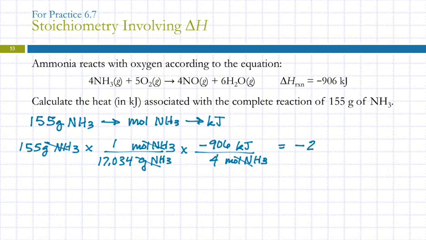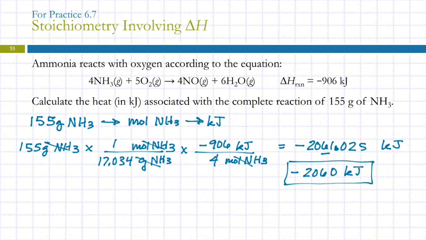So this is minus 2061.025, with a decimal point, kilojoules. And we're looking at sig figs, and we've got 3 here and 3 there, so we should round this to 3. Again, rounding in the tens place, be careful. 2,000 and 200 are not the same. So this would be negative 2,060 kilojoules. The negative sign tells me that that energy is being released.